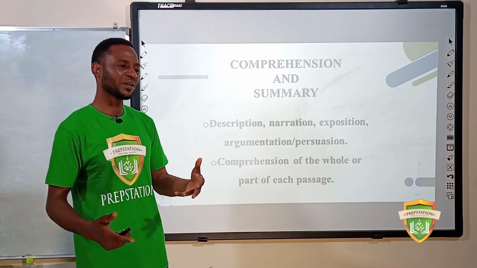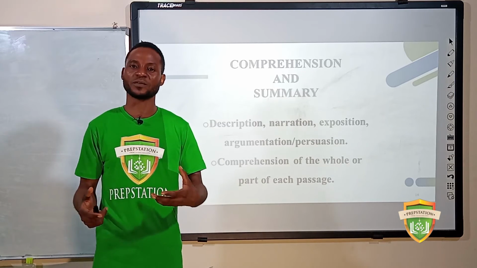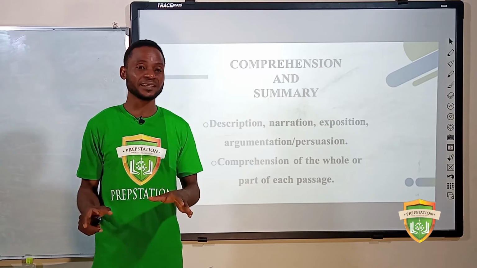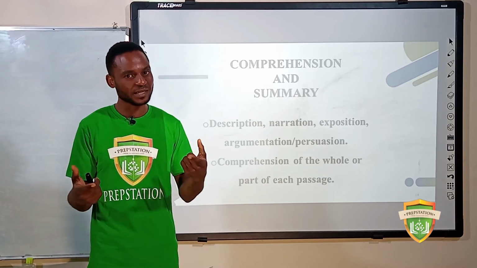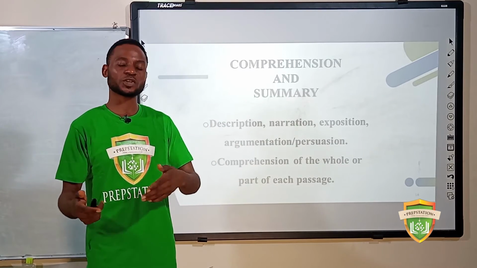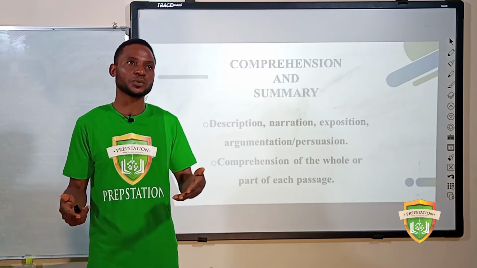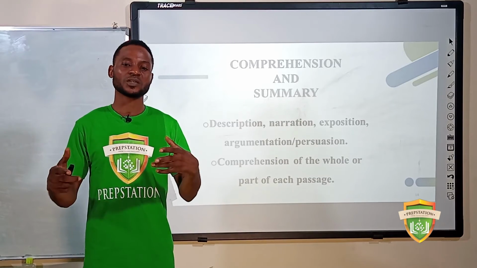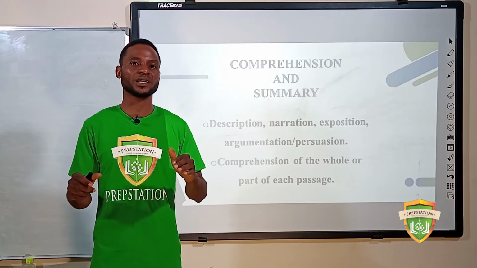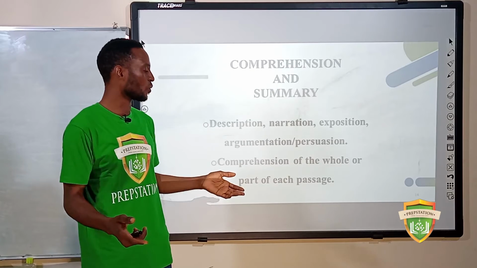So when you are talking about description, of course, it's a kind of writing that tries to paint a picture of a particular thing. It could be a picture of a place, it can be a picture of an idea, it can also be a picture of an abstract thing, it can be a picture of anything. But what the writer tries to do in descriptive writing is to describe how something looks, how a particular situation is.